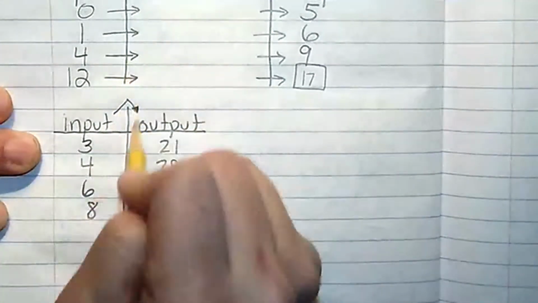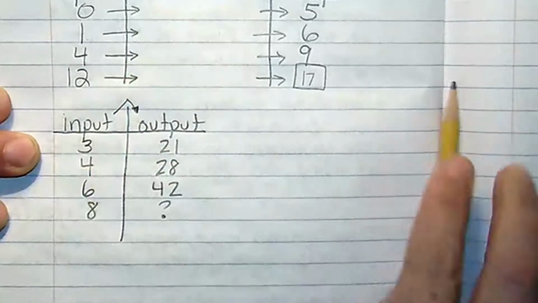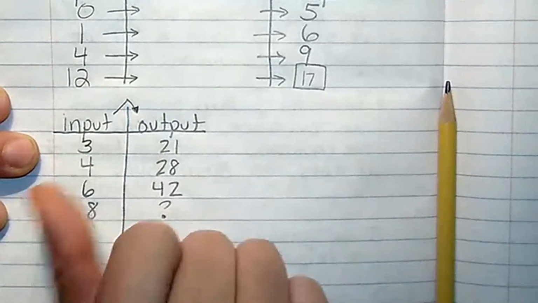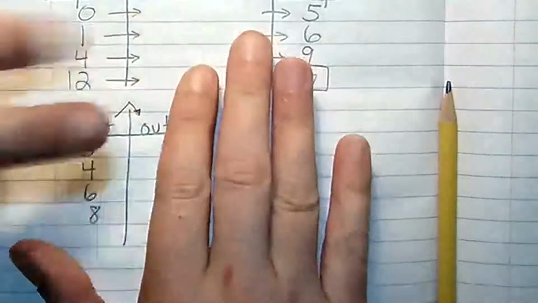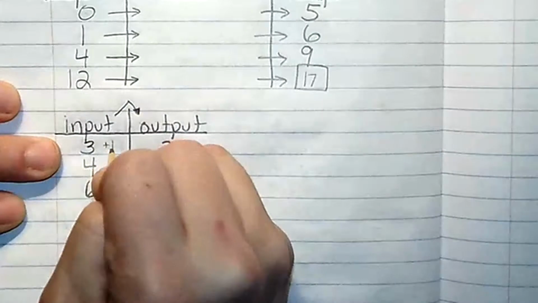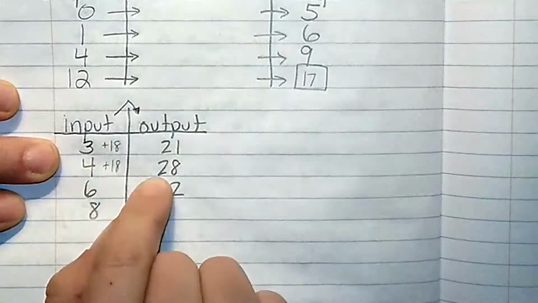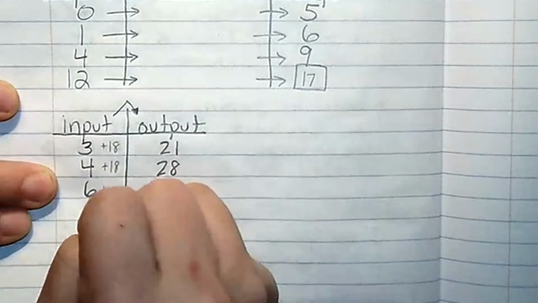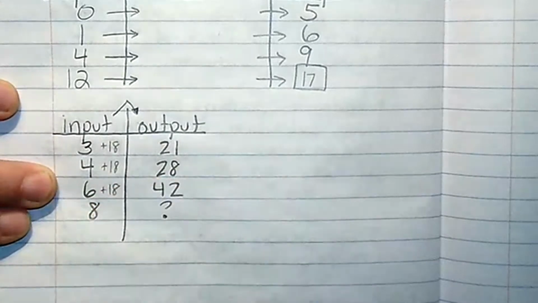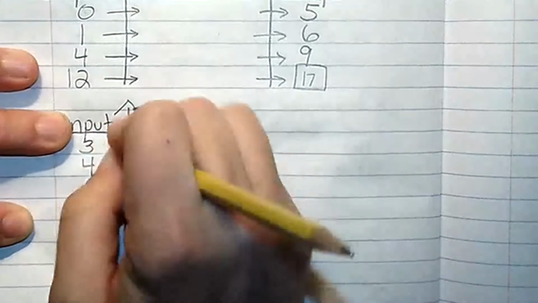Let's pretend we thought it was add. 3, let's see here, I'm counting 21 from 3, 3, 4, 5, 6, 7, 8, 9, 10, 11, 12, 13, 14, 15, 16, 17, 18, 19, 20, 21. Well, that's 18. I guess the rule could be plus 18. Let's see if that works again. 4 plus 18, does that equal 28? 6 plus 18, does that equal 42? No. So guess what? The rule is not plus 18.